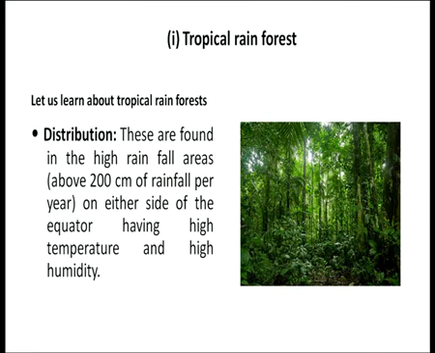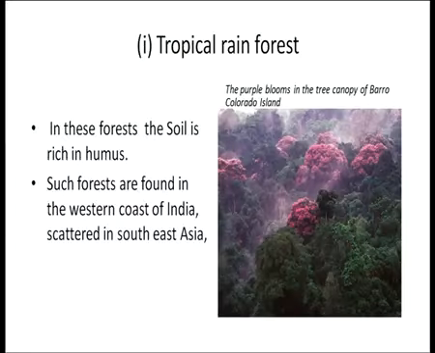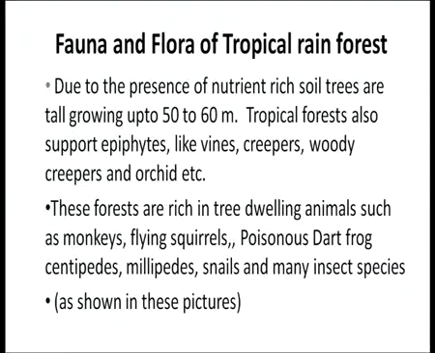The tropical rainforests are found in the high rainfall areas above 200 centimeter rainfall on either side of the equator, having high temperature and high humidity. In these forests, the soil is rich in humus. Such forests are found in the Western Ghats of India, scattered in Southeast Asia. Due to the presence of nutrient-rich soil, these trees are tall, growing up to 50 to 60 meters.